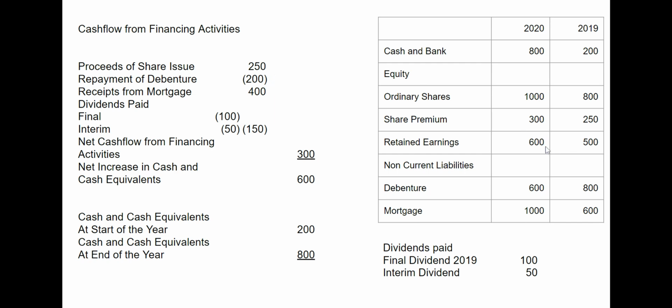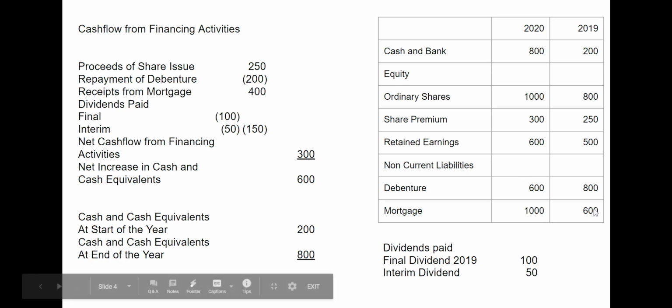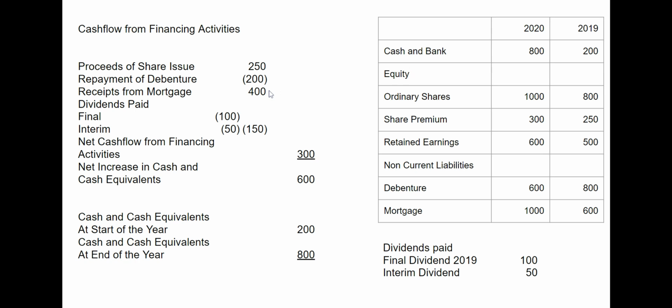Okay, we've now got the debenture, and if we look on here, the debenture has decreased by 200, so that's going to be a repayment of a debenture, and that would go in as a minus cash flow because money will have left the business. And finally the mortgage has increased by 400, so we've got a receipt from the mortgage, a cash inflow of 400. Notice the retained earnings. I've done nothing with the retained earnings because the retained earnings are included in that initial adjustments in the operating section.